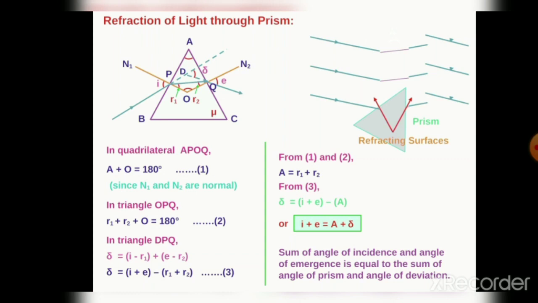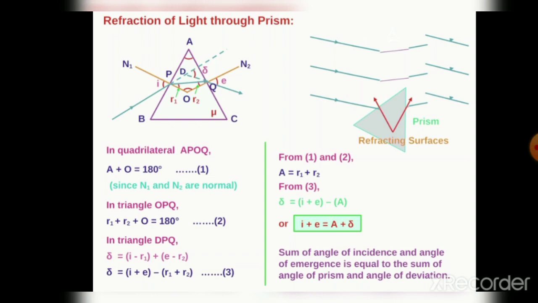So using equation 3, you can write delta is equal to I plus E minus A, or in other terms, I plus E is equal to A plus delta. Thus, this equation gives the relation between the angle of deviation, the angle of incidence, the angle of emergence, and the angle of prism.